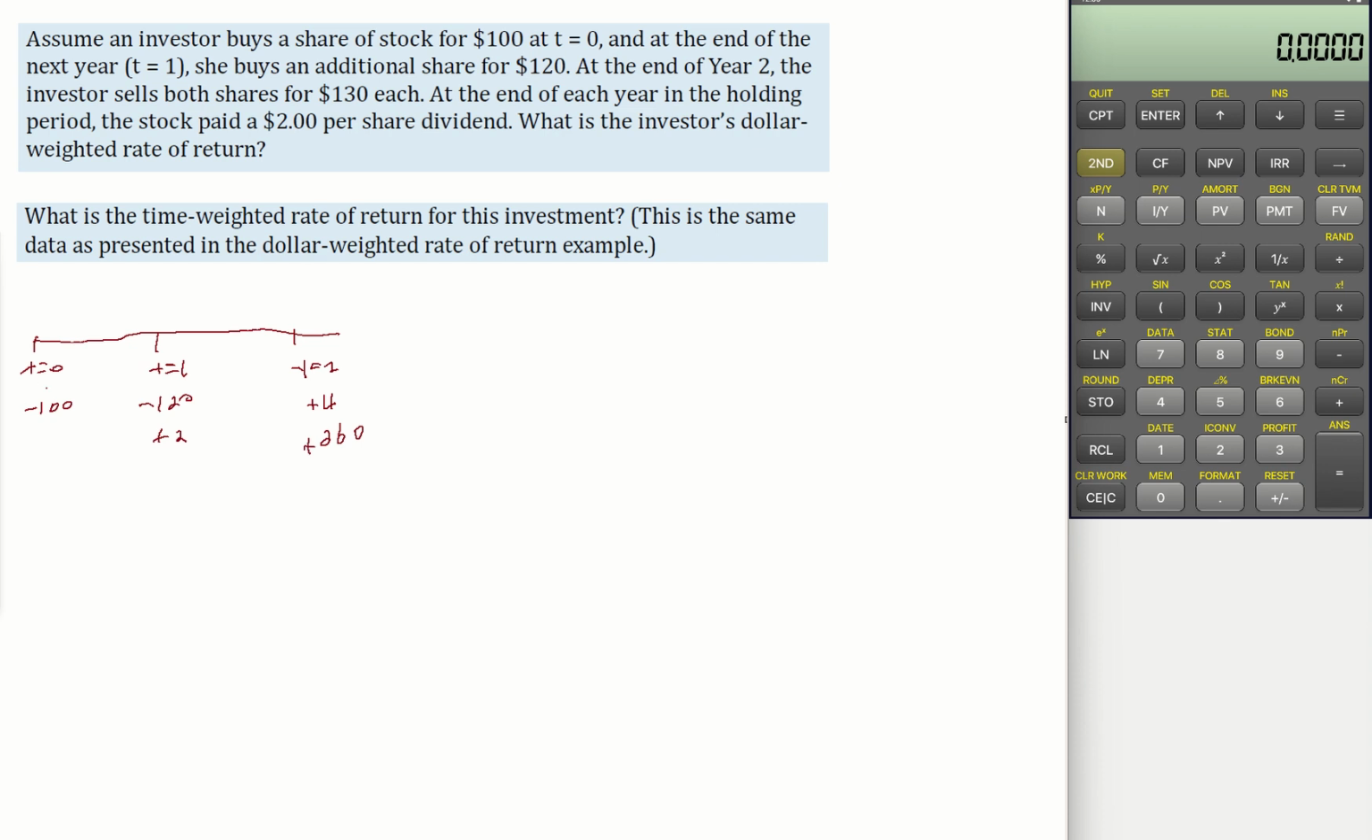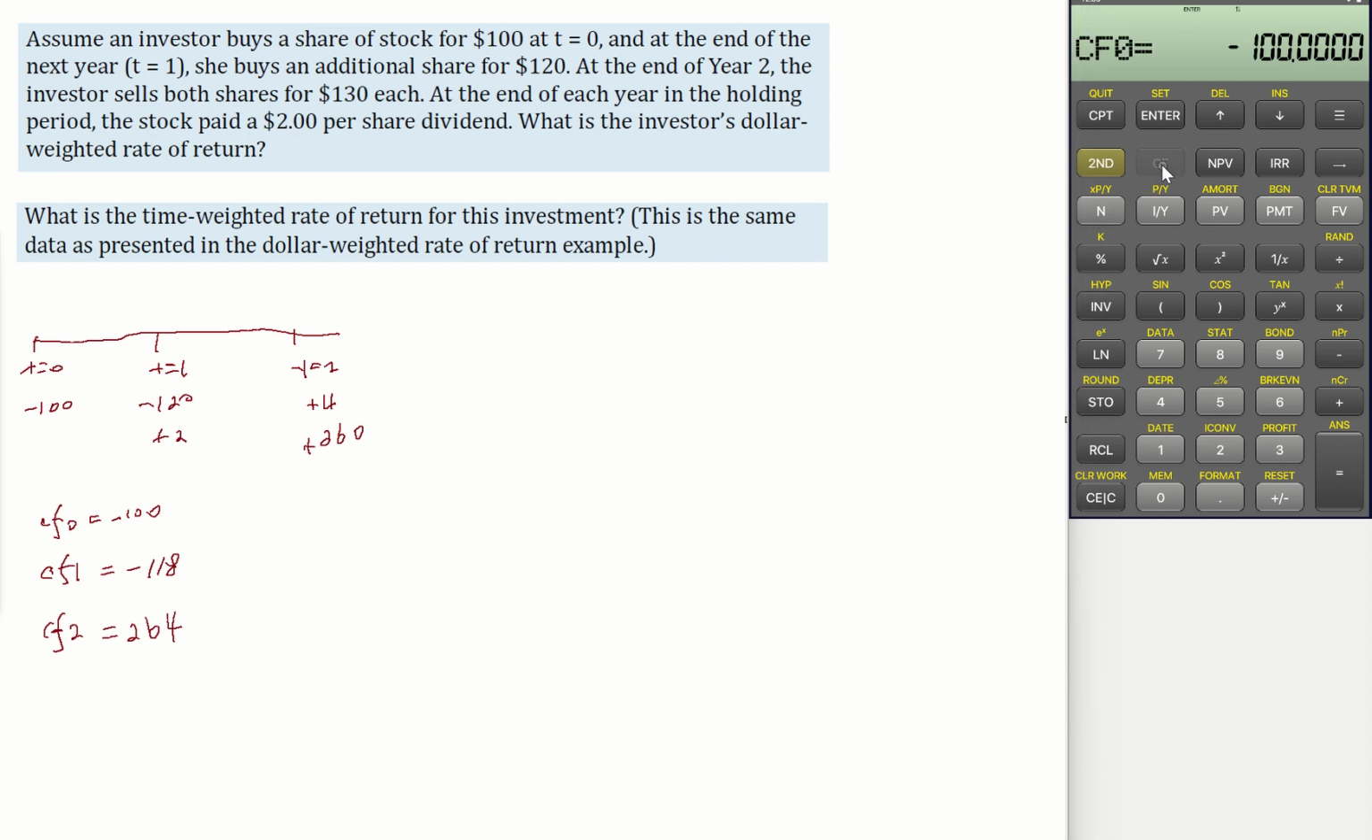So for t equals 0, cash flow is minus 100, and for year 1, cash flow is minus 118, and cash flow for year 2 is 264. So we can use the calculator to calculate IRR for these cash flows.